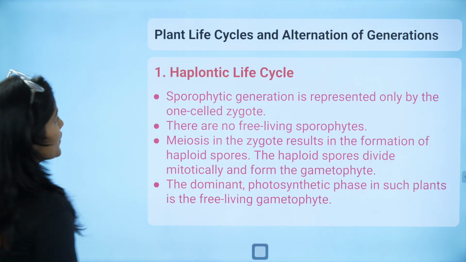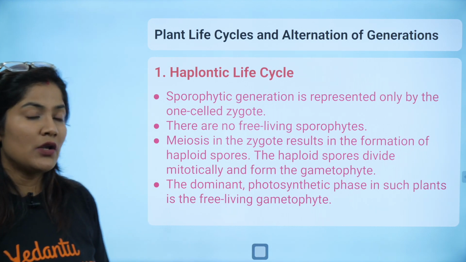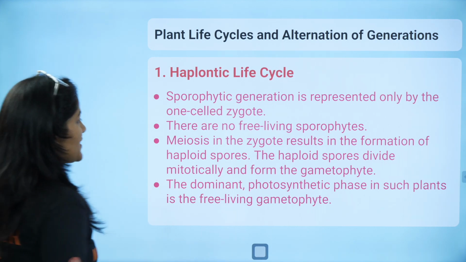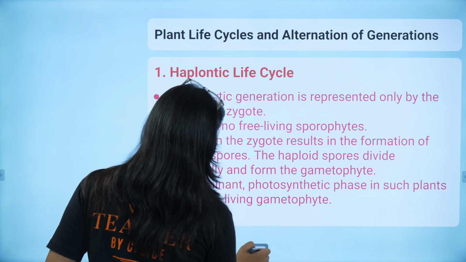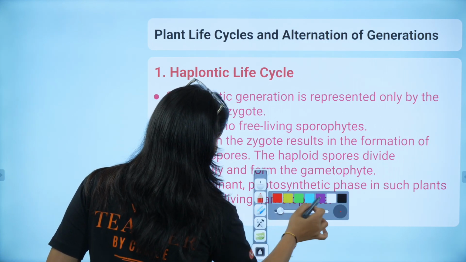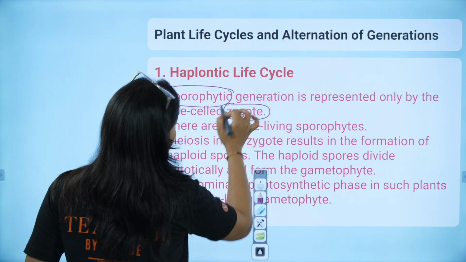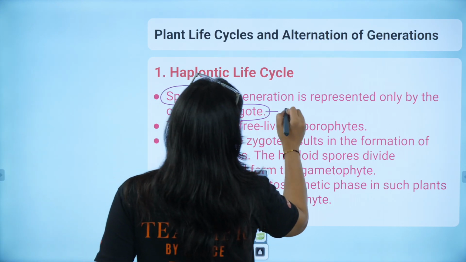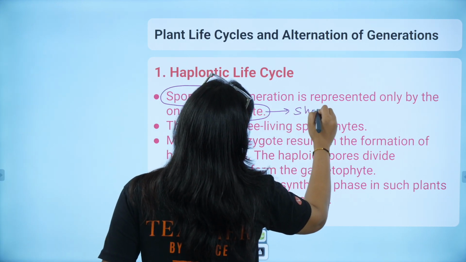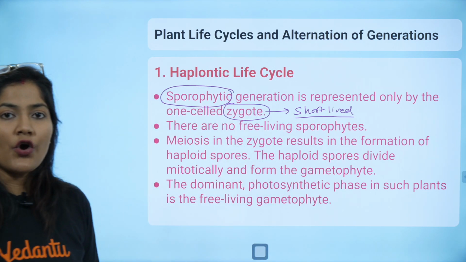The first one that you can see is your haplontic life cycle. In this haplontic life cycle, what is going to happen? There is presence of a sporophytic generation represented only by your zygote, right? So in this kind of life cycle, your sporophyte is represented only by zygote, which is a single cell, and this single cell is short-lived, right? What kind of cell is present? There is presence of a short-lived cell.